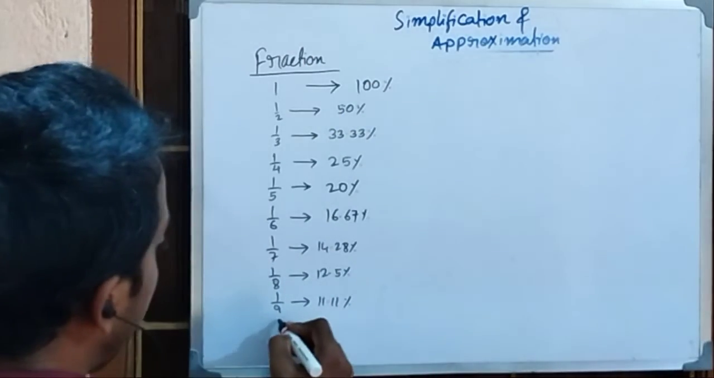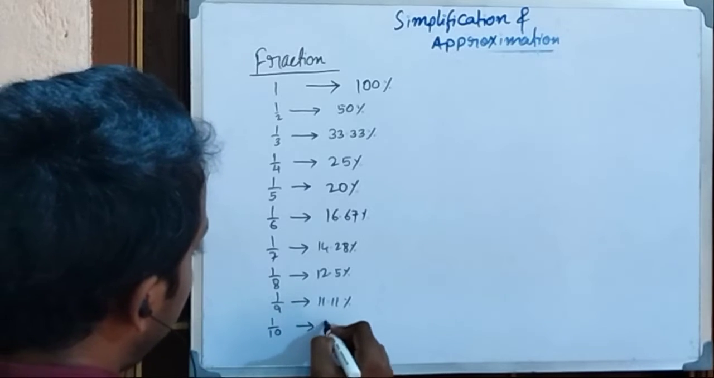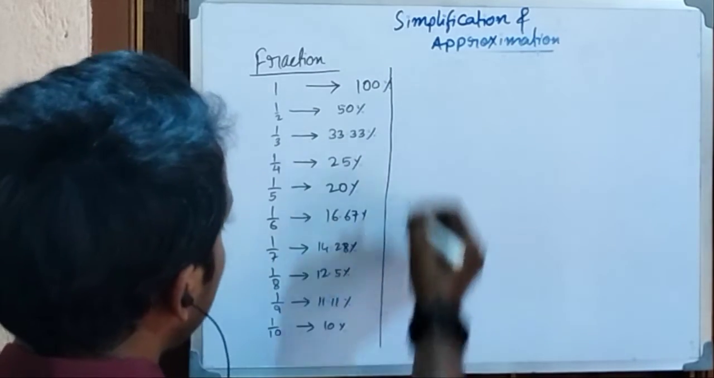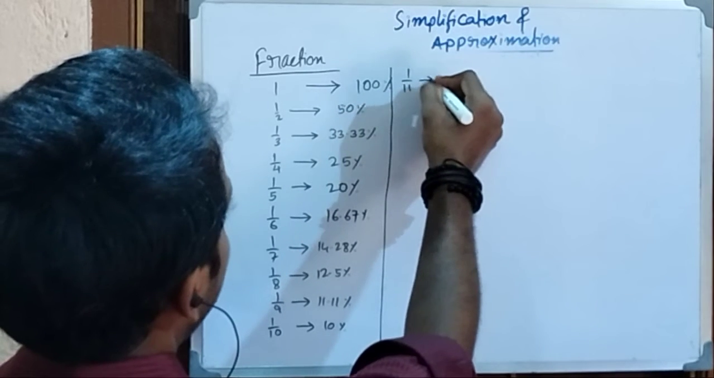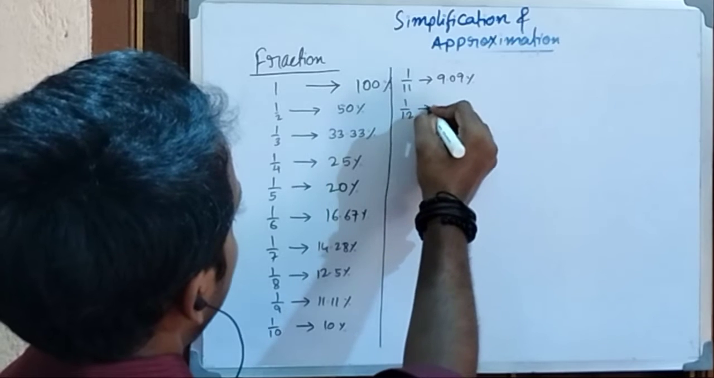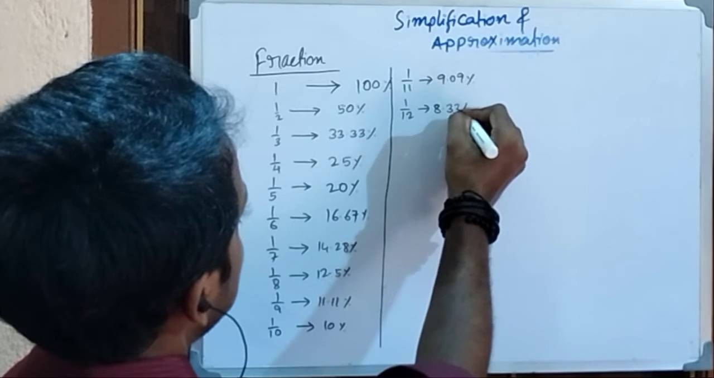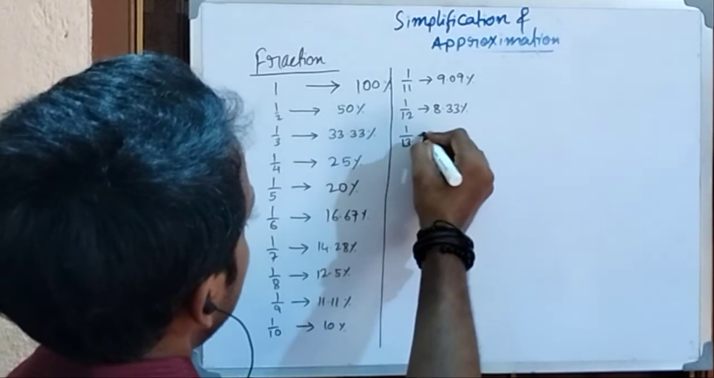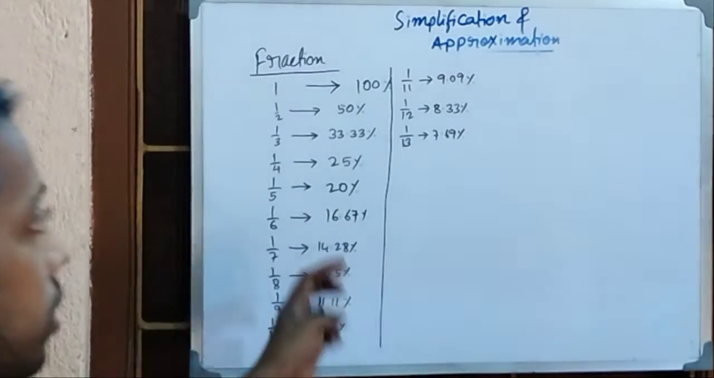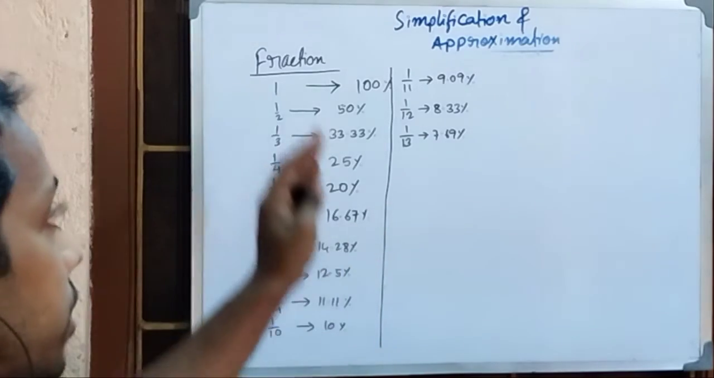Okay. Though I am writing it in a flow, then move to the next. 1 by 11, 9.09%. 1 by 12, 8.33%. 1 by 13, 7.69%. Though I am writing these values, this would not be a calculative one. Okay, you just have to remember.